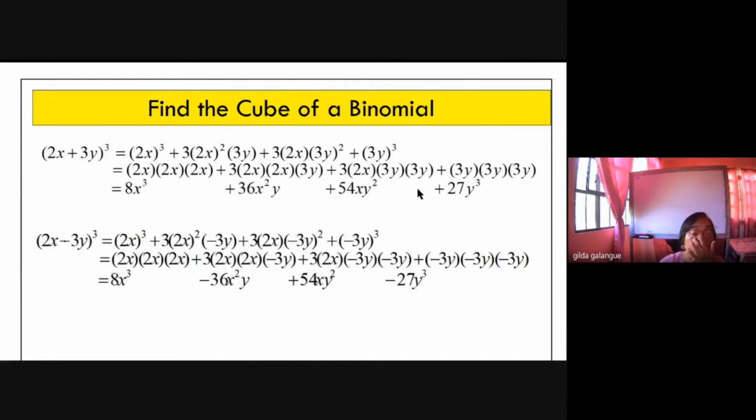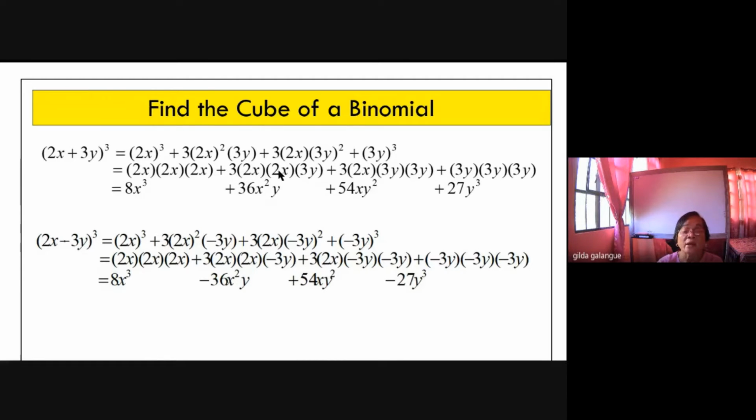We are in the first number, (2x plus 3y) cubed. The first step is to cube the first term, (2x) cubed, plus 3 times the square of the first term times the second term, plus 3 times the first term times the second term squared, plus the second term cubed. What is (2x) cubed? That is 2x times 2x times 2x, which is equal to 8x cubed.